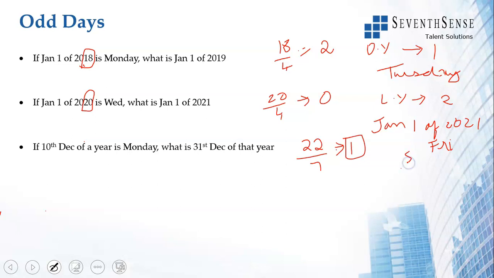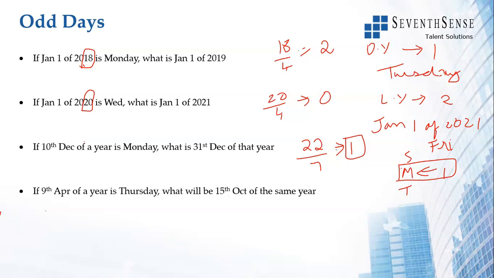So in this example, Sunday, Monday, Tuesday, Monday corresponds to 1. So 31st December of that year is also a Monday.